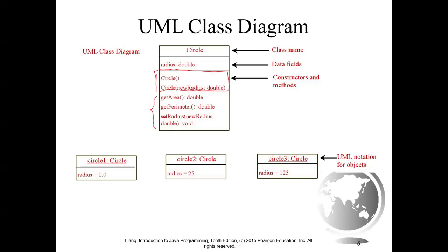And once you have the class template defined there, you can use the template to instantiate specific circle instances. For example, here, for circle1, we set the radius as 1. The second one is 25. The third one is 125 there. Those are three concrete instances.